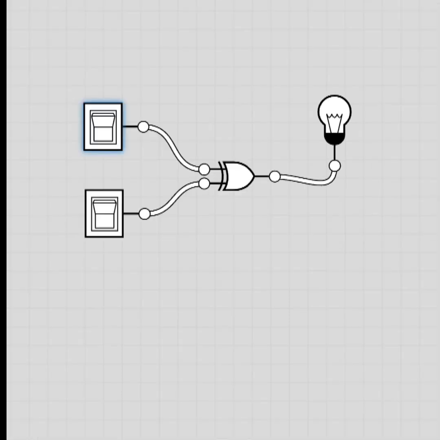For the XOR gate, we need two switches, an XOR gate and a bulb. When A is 0 and B is 0, the output is also 0. When A is 0 and B is 1, the output is 1. And when A is 1 and B is 0, the output is 1. When both A and B are 1, the output is 0.